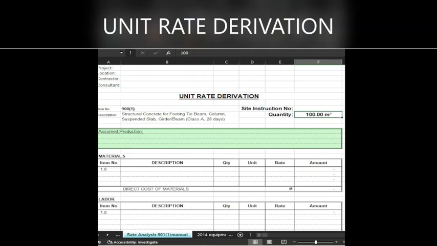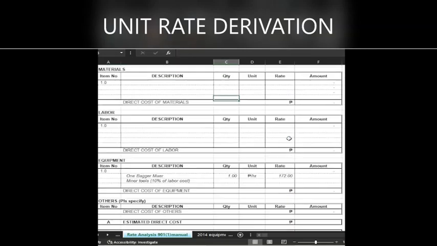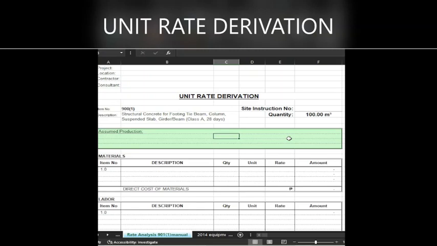Guys, this tutorial is only for beginners. Today I would like to discuss unit price analysis based on the standards of Philippine DPWH cost estimation. This is only for low-rise buildings, but I'm going to make a different format for the unit rate derivation, as you can see on the screen. If you are familiar with DPWH, the format is very different from this one.